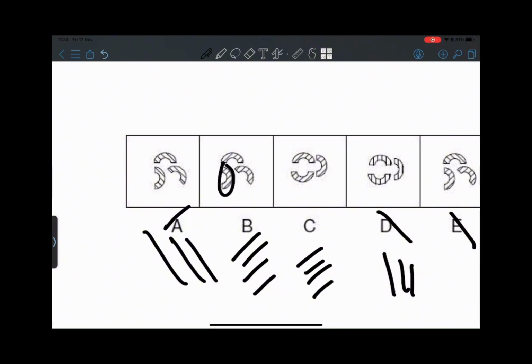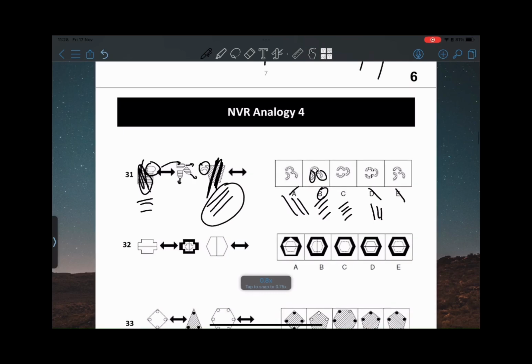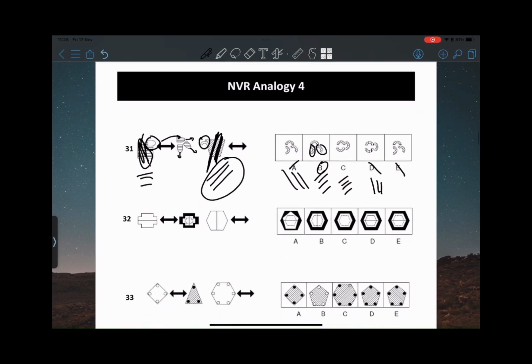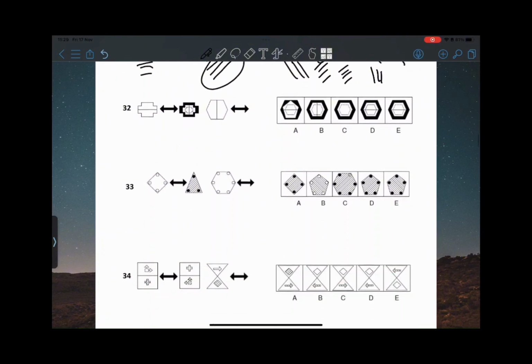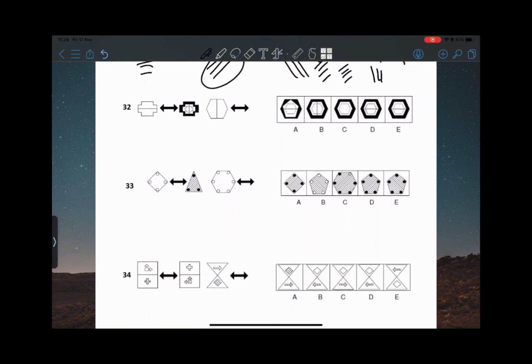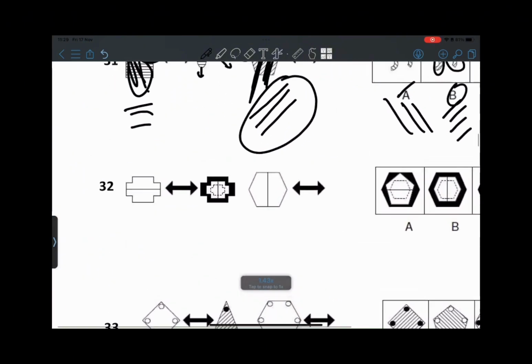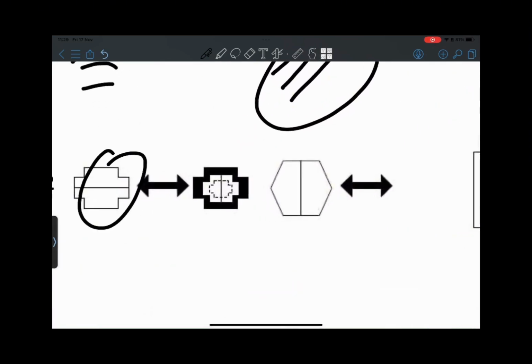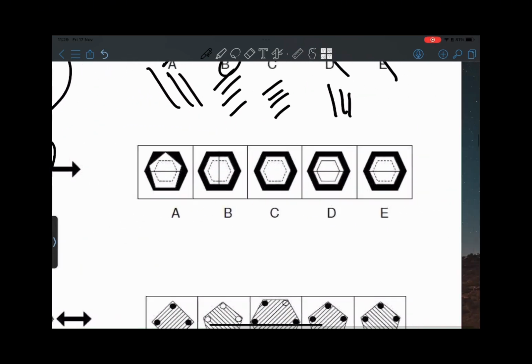90 degrees here, and 45 degrees here. So I'd go with this, because that's a 180-degree rotation from there to there. Okay. The plus goes black, so let's turn this black. Okay, they all have it.